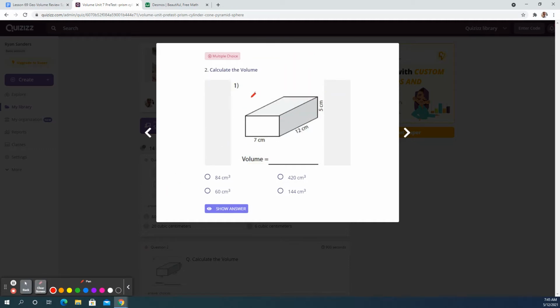Calculate the volume. Do you remember the formula? They're asked to calculate the volume. Volume is equal to, always start with your formula, length times width times height. Our length in this case is 12. It's the longer of the two. Our width is 7. And our height is 5.